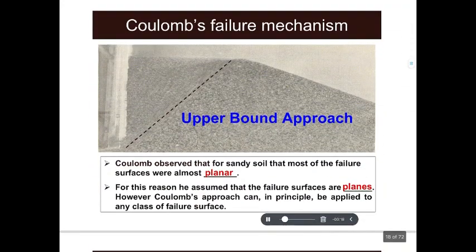When Coulomb was conducting his research on retaining walls, he observed that for sandy soil, most of the failure surfaces were almost planar. For this reason, he assumed that the failure surfaces are planes. However, Coulomb's approach can, in principle, be applied to any class of failure surface.